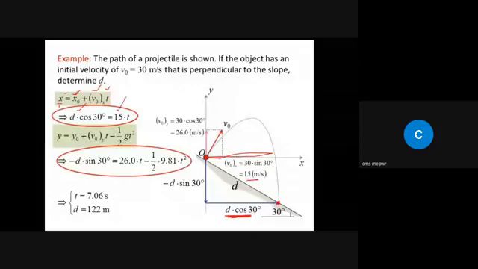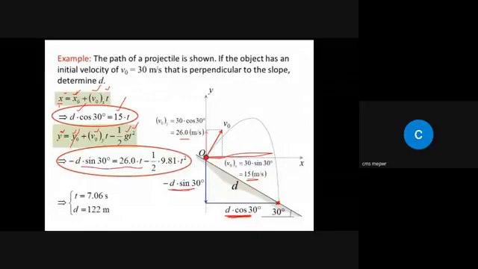Now let's apply the same equation in the y direction. So y is equal to y naught plus v naught y t minus half g t squared. Initially y naught is 0, and this v naught y is 26, right? And t let it be like this, and g is minus 9.81. So when you put it, this sign will become minus. Initially it was positive. Okay, and this y is equal to minus d sine 30. So when you put it, you get this equation.